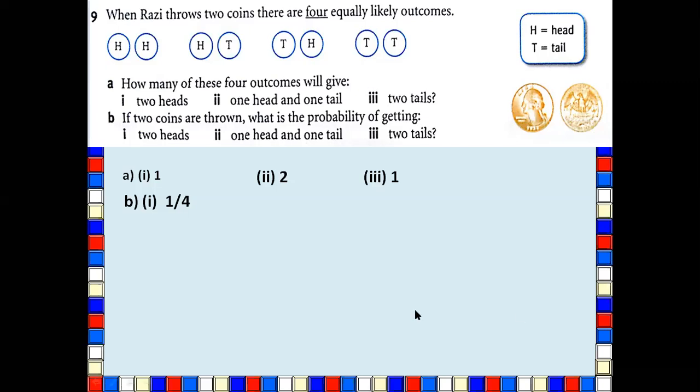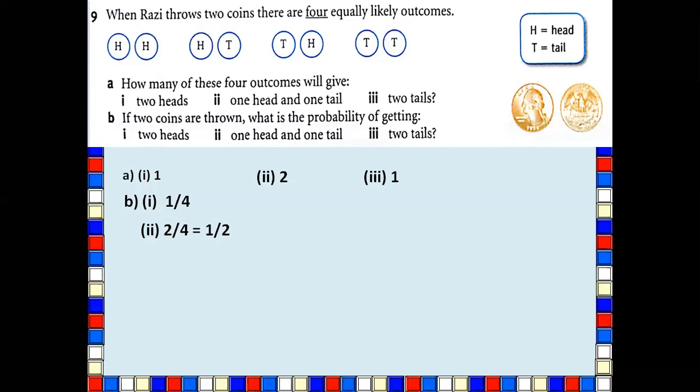Okay, the next one, one head and one tail. It's 2 out of 4. 2 out of 4, excellent. Or if you want to simplify it, you can write it in simplest form. 1 out of 2. 1 out of 2, yes, excellent.